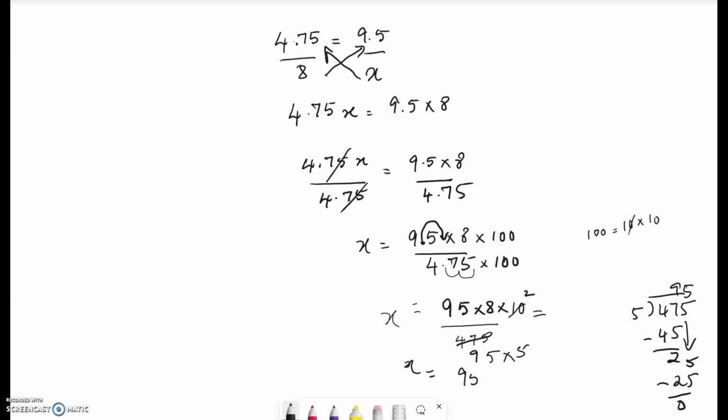So we have 95 times 8 times 2 divided by 95 times 5. The 95 gets cancelled. We have 16 over 5, which is 5 times 3 is 15 and 1/5.